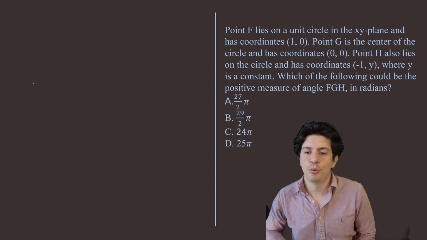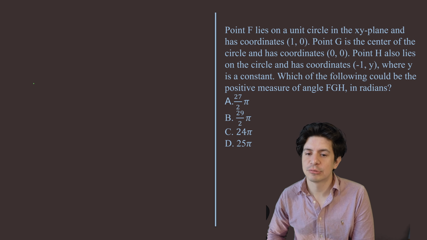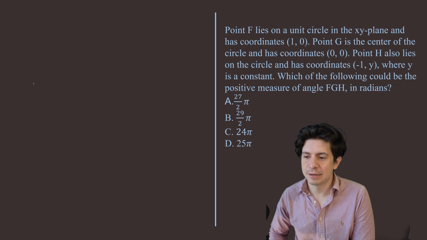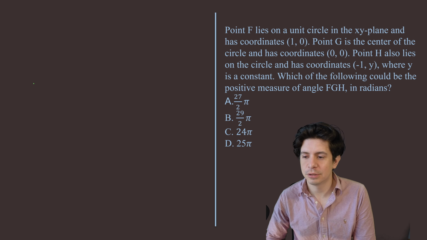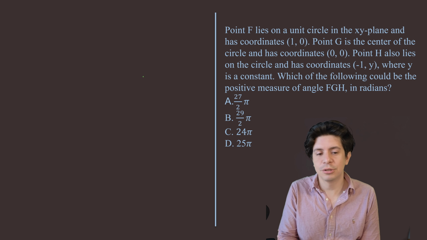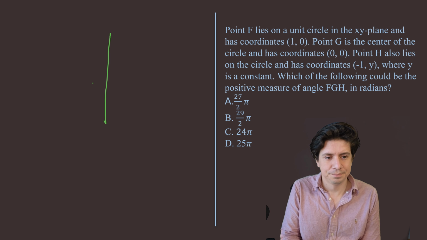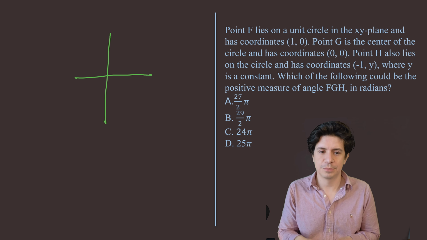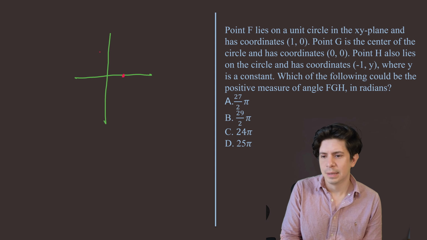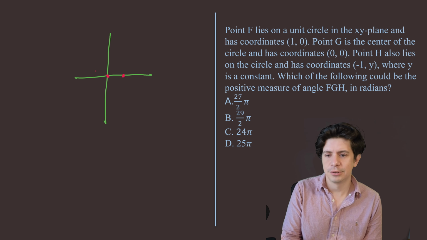All right, and then we have point F lies on a unit circle in the xy plane and has coordinates 1, 0. Point G is the center of the circle and has coordinates 0, 0. Point H also lies on the circle and has coordinates negative 1, y, where y is a constant. Which of the following could be the positive measure of angle FGH? What you want to do in this one is draw it out. You're going to have this point F here, then a point at 0, 0, and a point somewhere here, at negative 1.